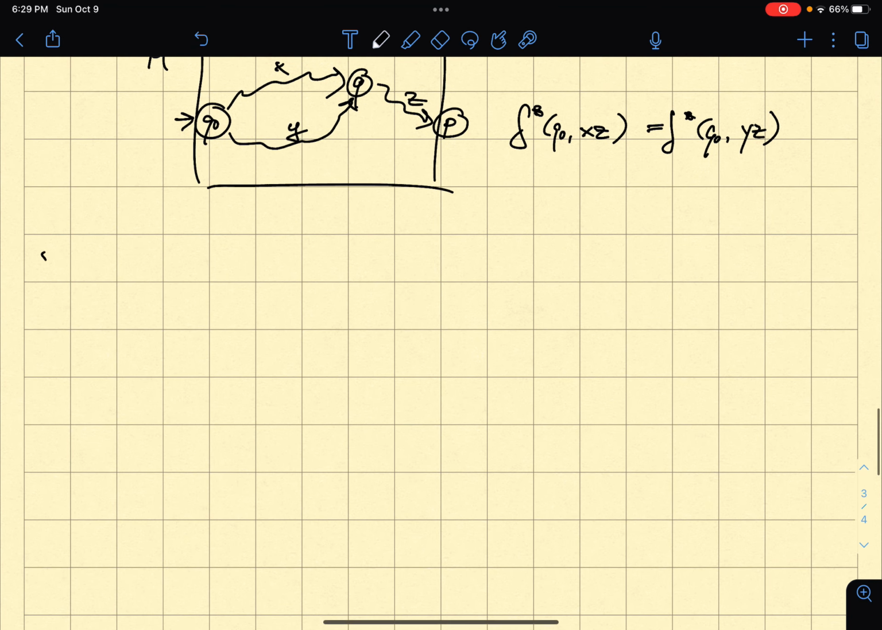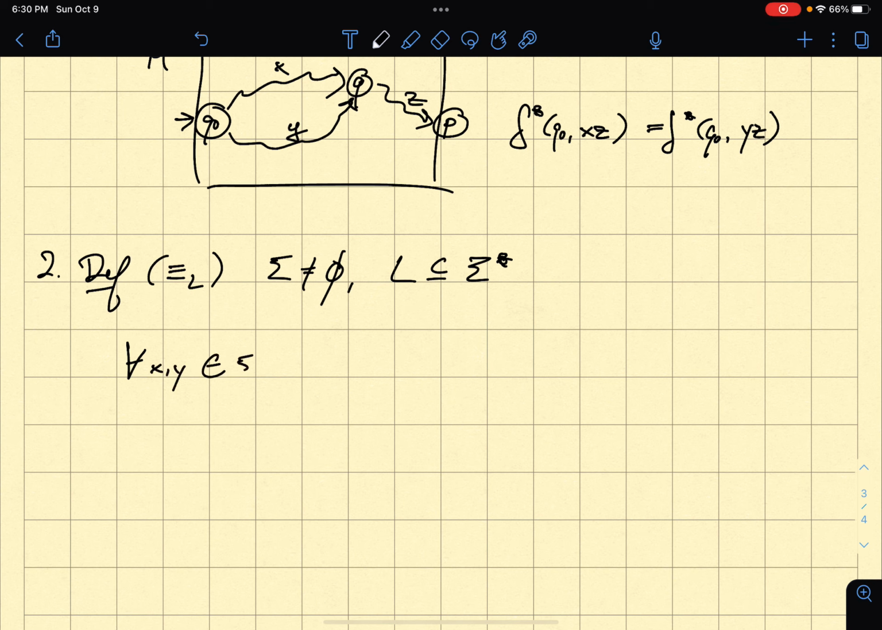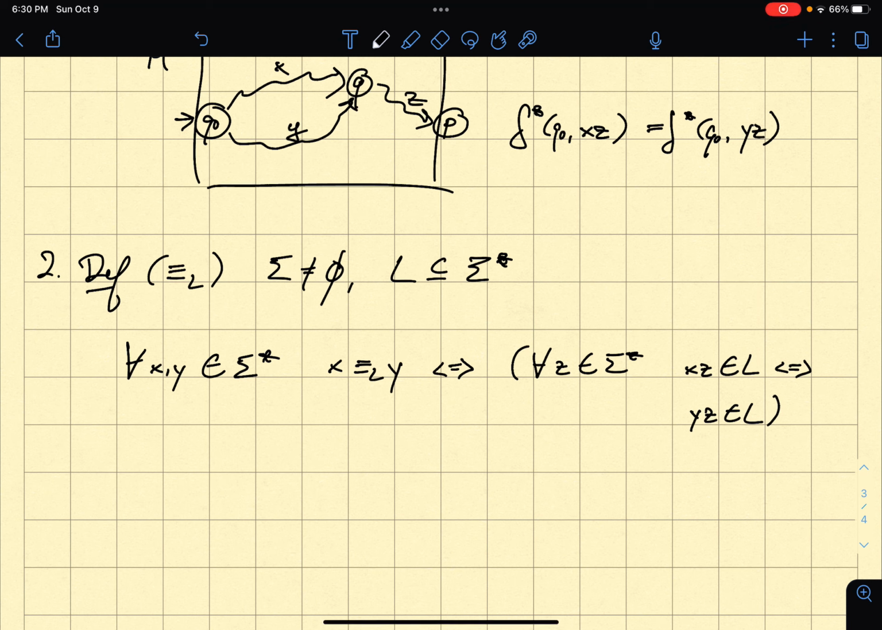Now, we defined another relation, which you actually saw in your assignment, equivalence L. Again, I'm going to need a non-empty alphabet, but this time, this equivalence relation is defined using a language. It's still defined over strings, but it's using a language rather than a DFA. What it says is that any pair of strings are related via this equivalence relation if and only if for any other string z in sigma star, xz is in L if and only if yz is in L. So if I have two strings x and y, they are related if and only if for any other string z that I pick, xz and yz are both in L or neither of them are in L.